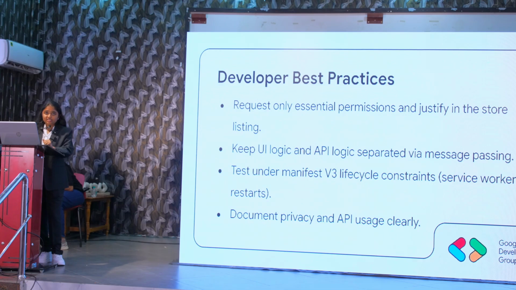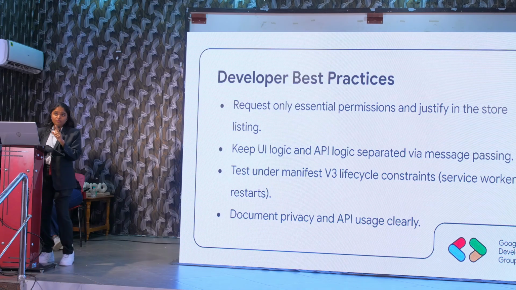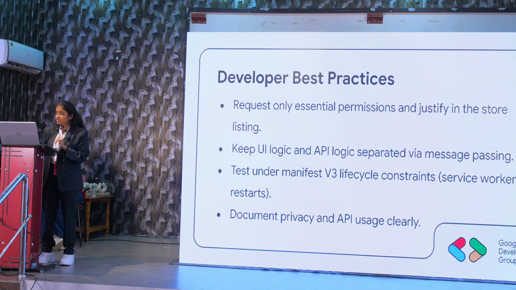The developer best practices are to request only the essential permissions and justify them in the listing also, and keep the UI logic and API logic separated via parsing. You also have to test your background services in V3, because my background services stopped in the middle while testing. So make sure to test via the entire V3 lifecycle.